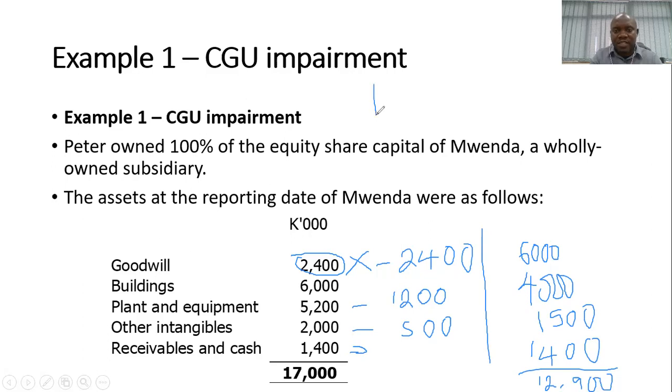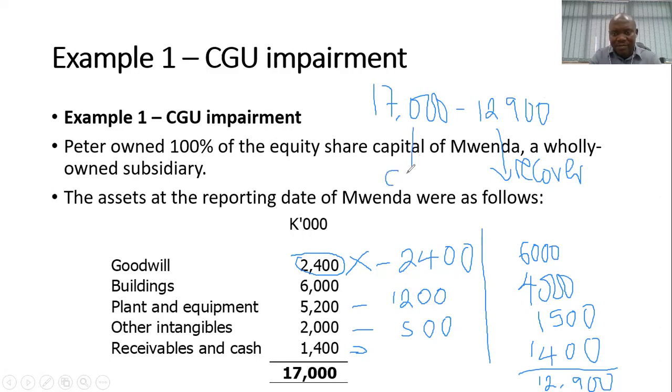So 17,000 minus 12,900, because this becomes your recoverable amount. Sorry, this is your recoverable amount, and this is your carrying amount. What you get will be 3,100. This is what you're going to impair.